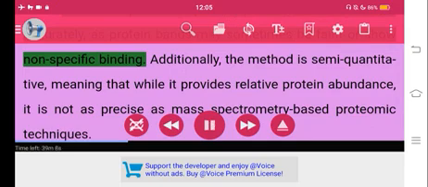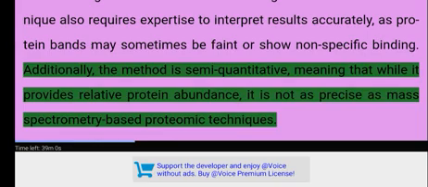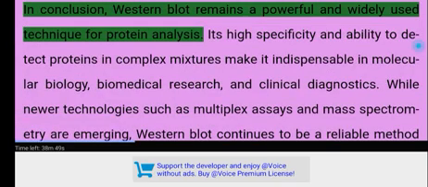The technique also requires expertise to interpret results accurately, as protein bands may sometimes be faint or show non-specific binding. Additionally, the method is semi-quantitative, meaning that while it provides relative protein abundance, it is not as precise as mass spectrometry-based proteomic techniques. In conclusion, Western blot remains a powerful and widely used technique for protein analysis.